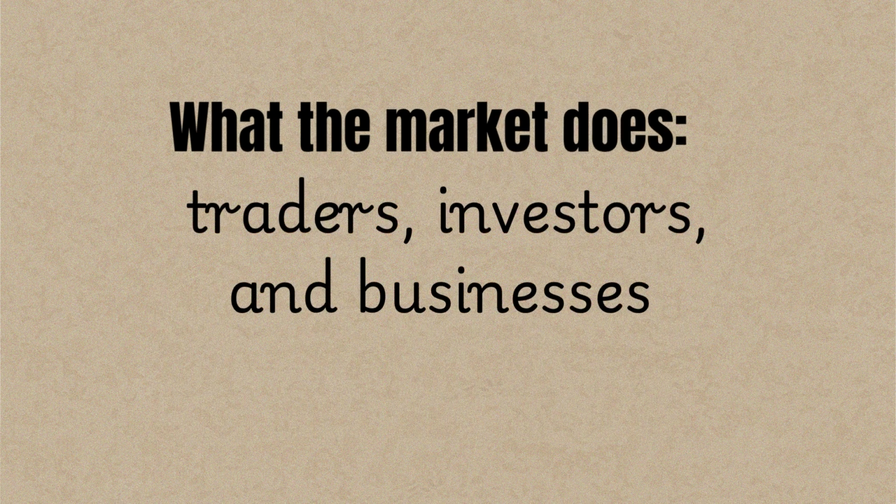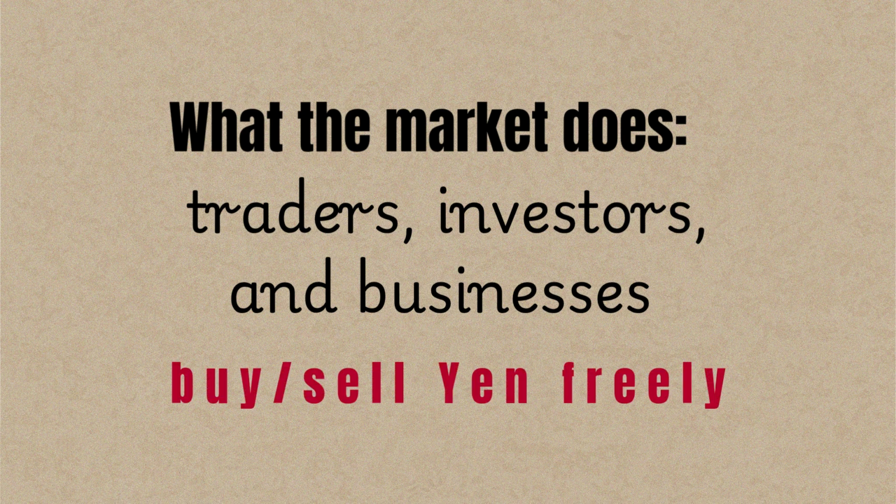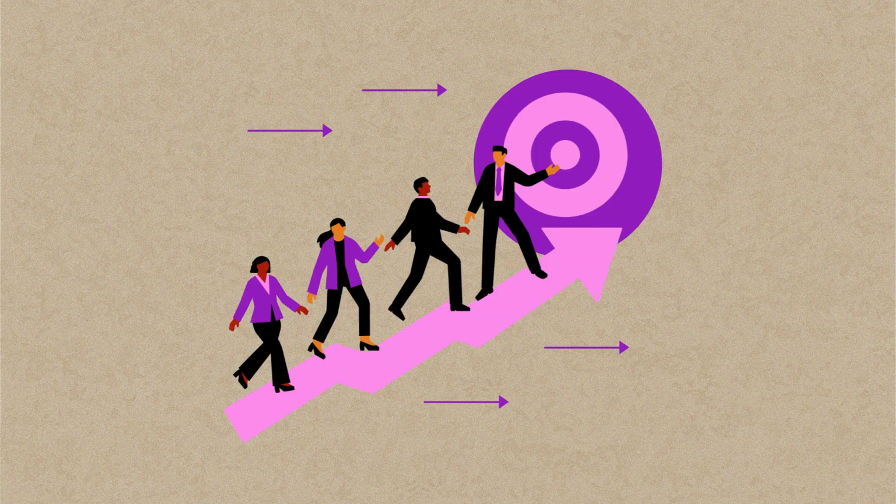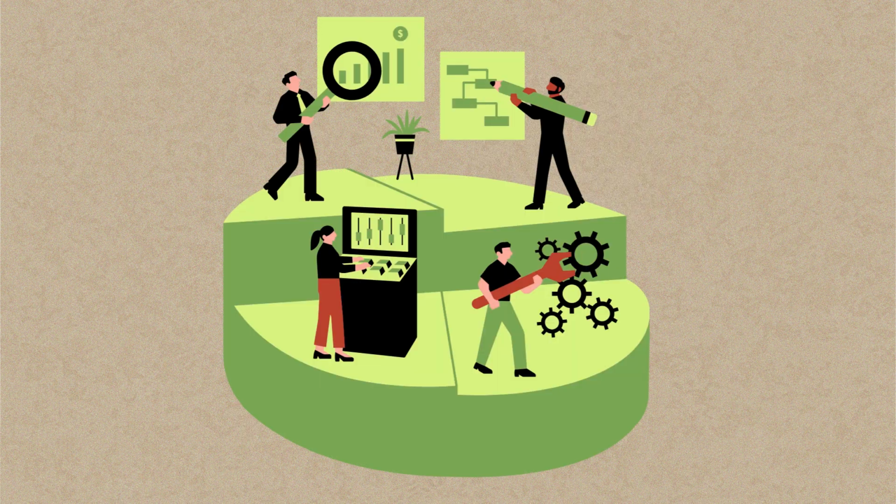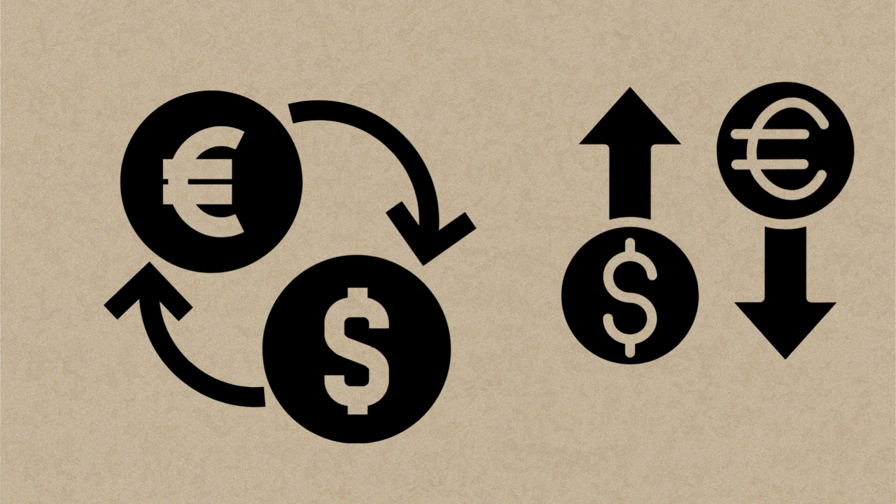Each day, traders, investors, and businesses buy and sell yen freely. That's the floating part. So together, free market movement plus occasional government control equal a managed floating exchange rate.